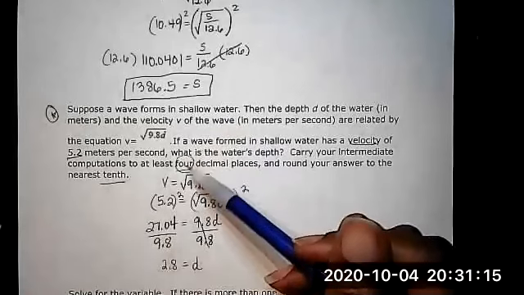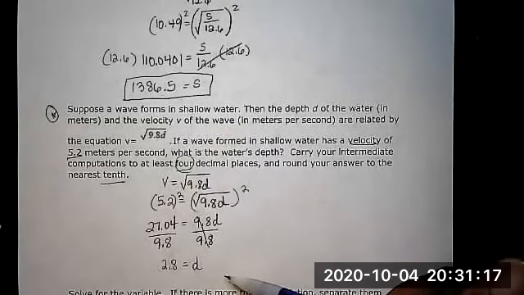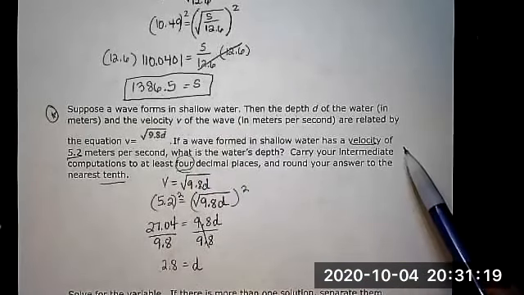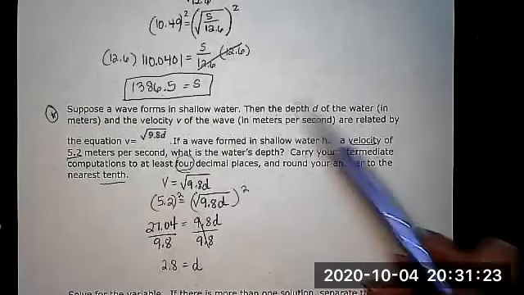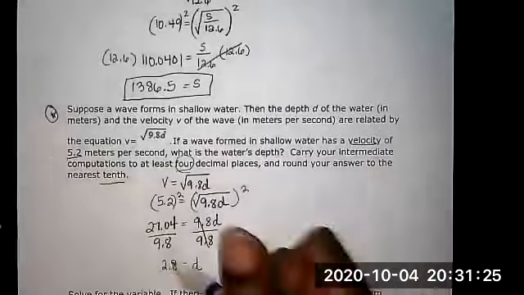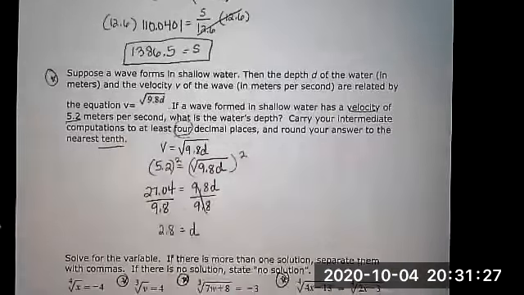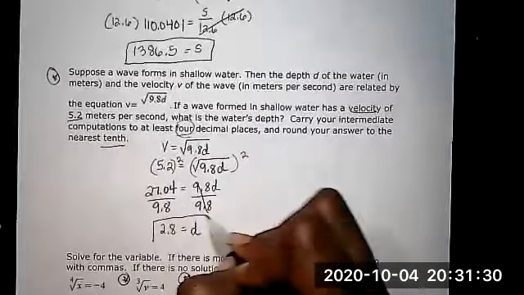And it says if it's distance, or what is it? Depth, I'm sorry. Your depth is in meters, so 2.8 meters is your answer there, okay? 2.8 meters.